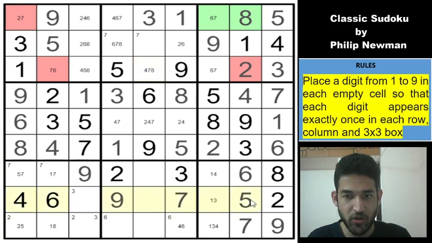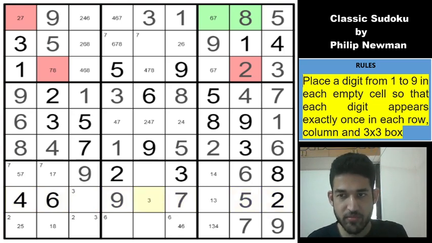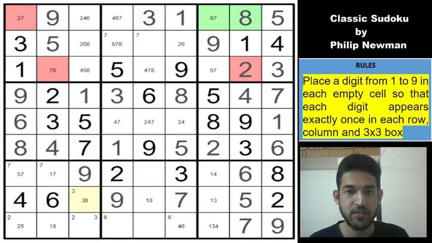Okay, let me look at row 8. Row 8 seems to have become constrained. 4 6 7 9 2 and 5, right? So which means that the remaining digits must be 1 3 8. So this can't be a 3, so this would be a 1 8, and this is not a 1, so this is a 3 8. So I'll remove the highlighting from these cells.